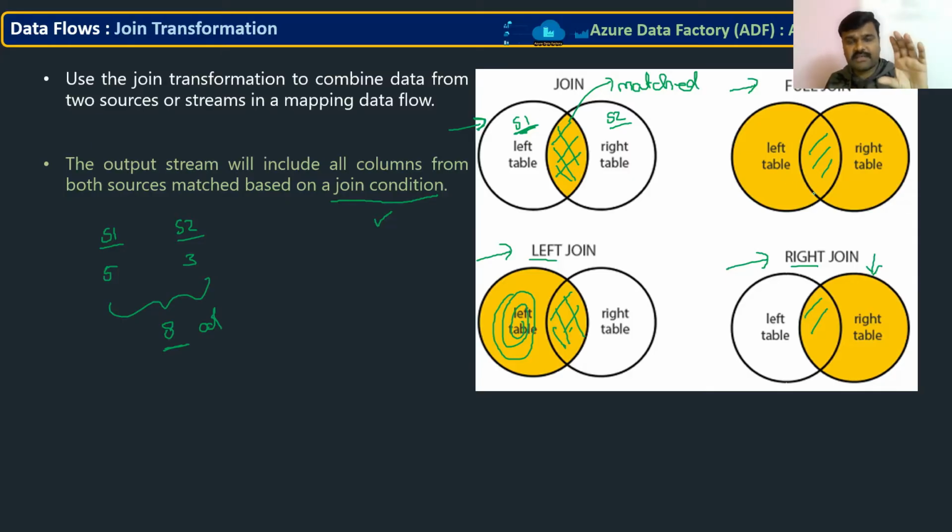Now, full outer join means what? Matched records will come in the output. Not matched records from the left stream are also coming in the output, and not matched records from the right stream are also coming in the output. So that's all for full outer join. But still, let us try to understand all these things with a simple example in the next slides.